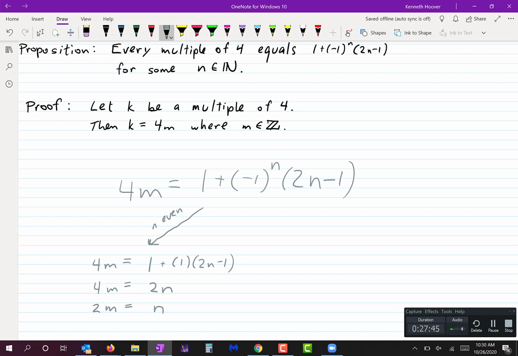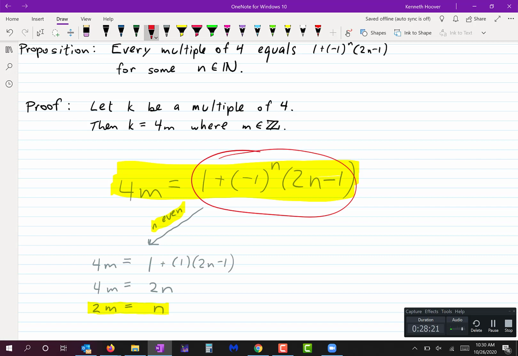We're saying if n is even, and if 4m equals that stuff on the right, then n would have to be 2m. So I worked my way backwards, figuring out what n would have to be in order for 4m to equal this.